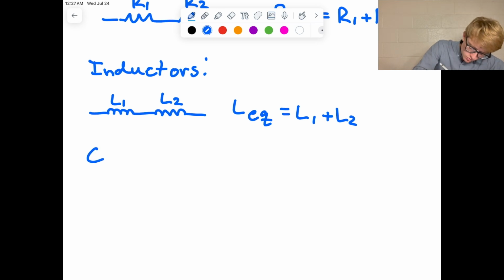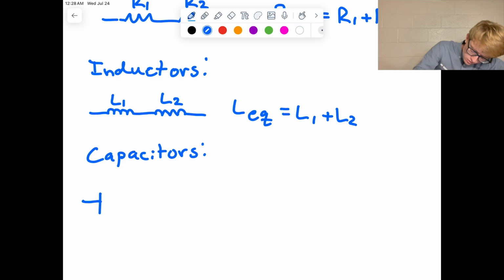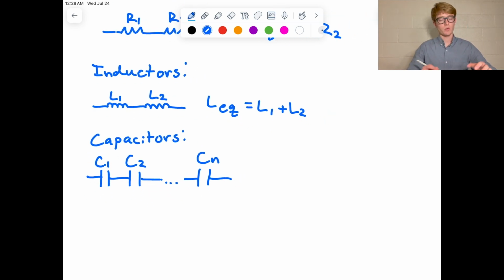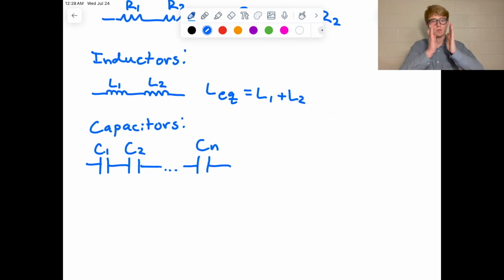Now I said the capacitors were going to be our oddball ones, so capacitors will do something a little different here. We'll have some capacitors in series like this, C1, C2, those are the capacitances. And for this one, I think it's instructive to say what happens if there's more than two. So just to be super clear, that's however many you want, up to some Cn, okay?